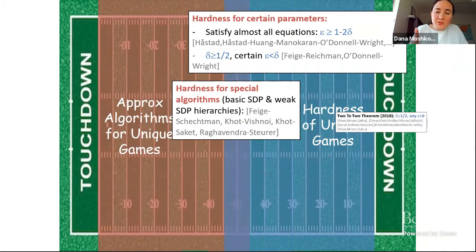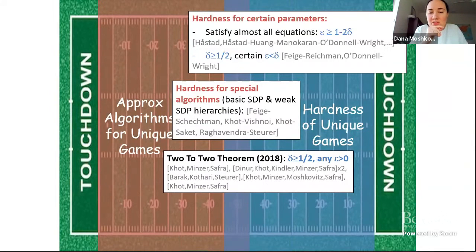A big progress for team hardness was the 2-to-2 theorem from a couple of years ago. This showed that for this easier case of delta equals half, so you know that only half of the constraints can be satisfied, now satisfy as much as you can, this theorem said it's going to be NP-hard to satisfy even an epsilon fraction.